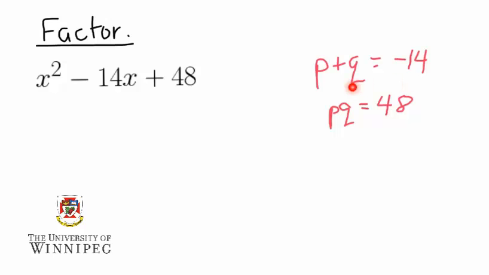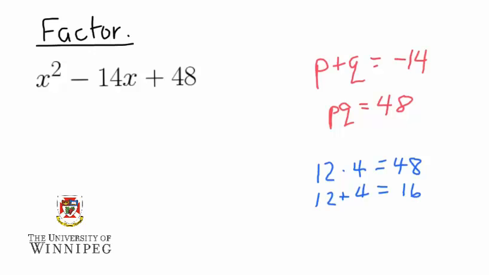Now personally, I tend to start with the multiplication part because I'm a little bit faster with multiplication than I am with addition. So let's try to find a pair of numbers that when multiplied together gives us 48. So we could try something like 12 times 4. We know that 12 times 4 is 48. However, when we add 12 and 4 together, we get 16, which is not negative 14.